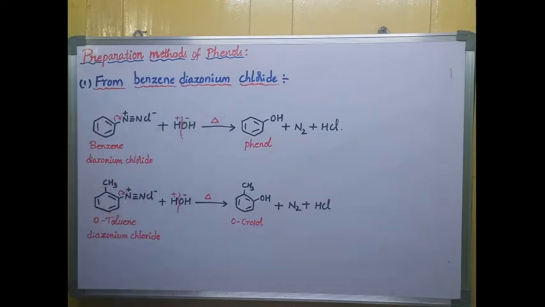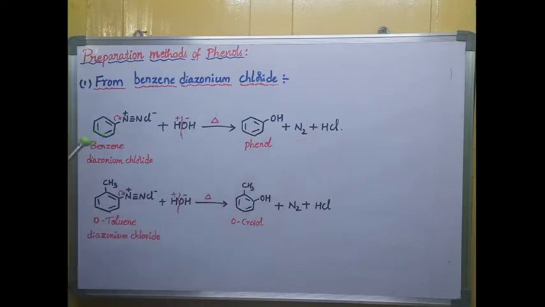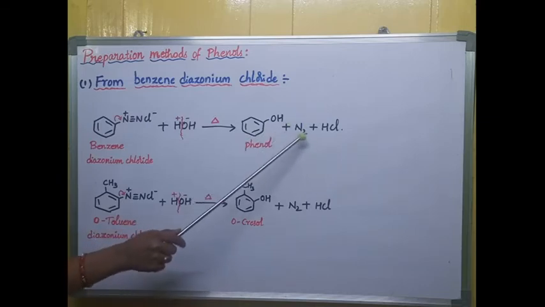So when we are heating this benzene diazonium chloride, we'll get phenol along with nitrogen gas and HCl, hydrochloric acid, as byproducts. While the reaction takes place, we know nitrogen is forming more than 3 bonds, so nitrogen has the positive charge in the structure. In order to satisfy the positive charge, I am shifting the bond towards nitrogen. So this part will come out as N2 gas.